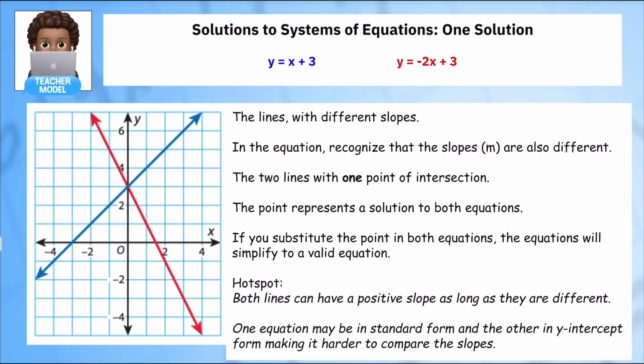And the other hotspot, sometimes kids will look at an equation and because one is in standard form and one is in slope-intercept form, they won't look at the slopes. But we know how to change a standard equation into slope-intercept form. And that way you can look to see, do they have different slopes? If so, yes, you will have one solution. Let's look at when we have no solution.